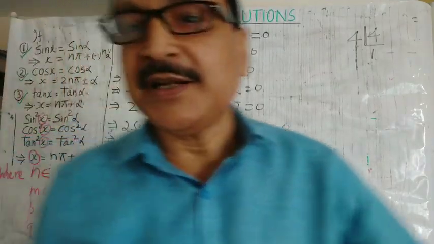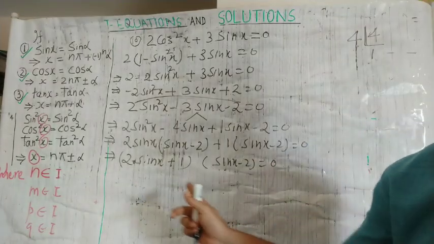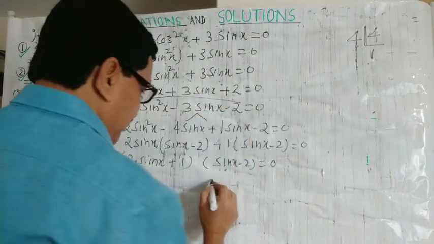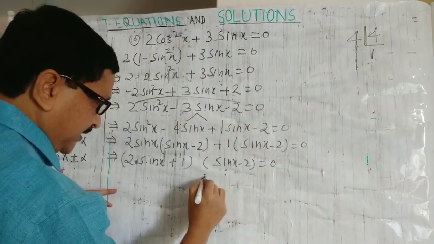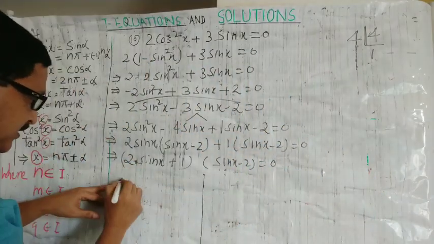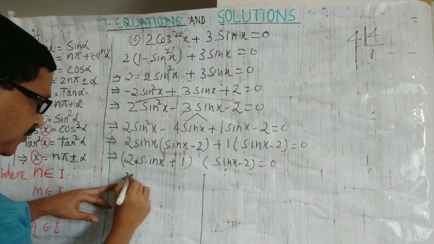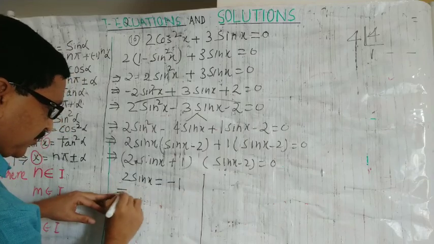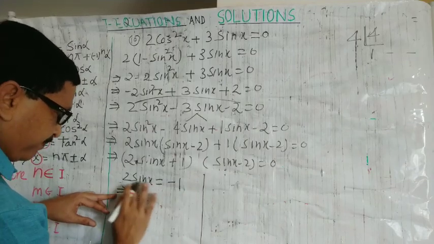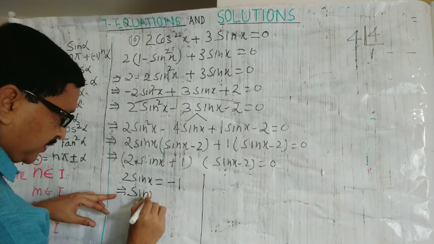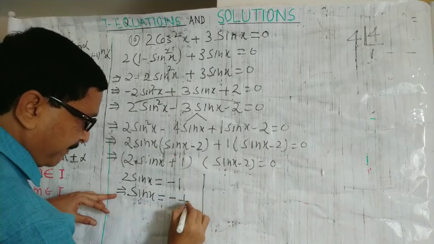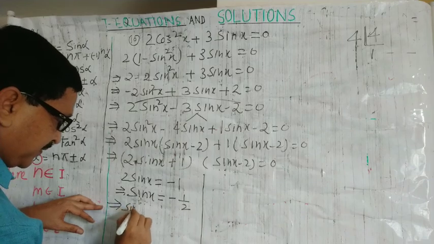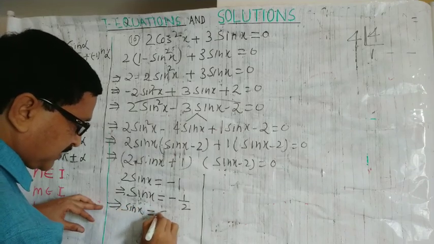So children, we are getting the two factors. Both factors will give two different solutions. So separate it. Just see it being separated. One is 2 sin x is equal to minus 1. So sin x is equal to minus 1 by 2. So this is equal to sin x is equal to sine.